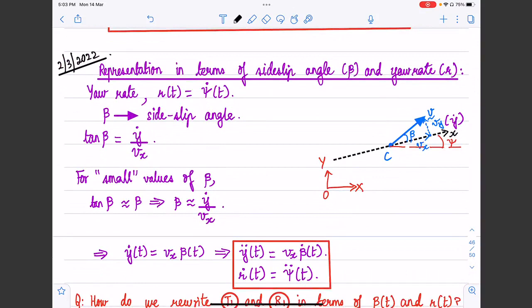side slip angle. I request everyone to mute themselves.